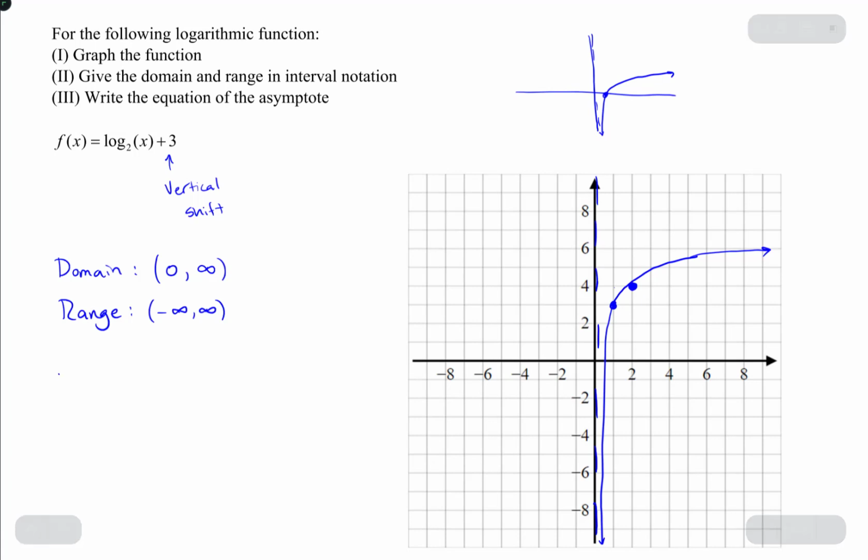Then the equation of the vertical asymptote: the equation of any vertical line is just x equals a constant. So it's x equals the value on the x-axis that the asymptote passes through. And since it's passing through the origin, it's just x equals 0.